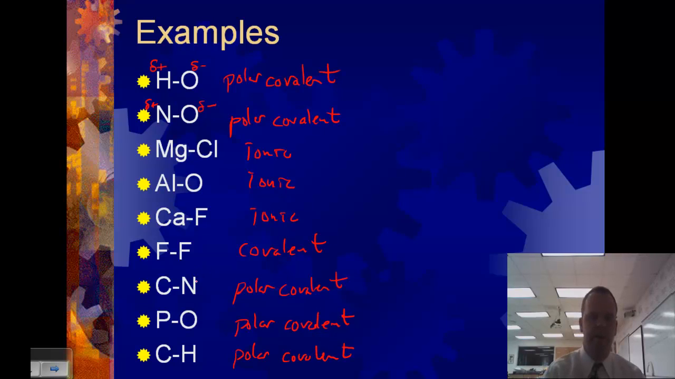Now, if we go back through to put the partial negative and partial positive on these, carbon's more electronegative than hydrogen. Remember, hydrogen falls between boron and carbon, so we'd make carbon delta minus, hydrogen delta plus. Phosphorus and oxygen, oxygen's more electronegative, so it gets the minus, phosphorus gets the plus. Nitrogen's more electronegative than carbon. And in these ionics, we'd have a negative and a positive for magnesium, a negative and positive for oxygen and aluminum, and a negative and positive for calcium.